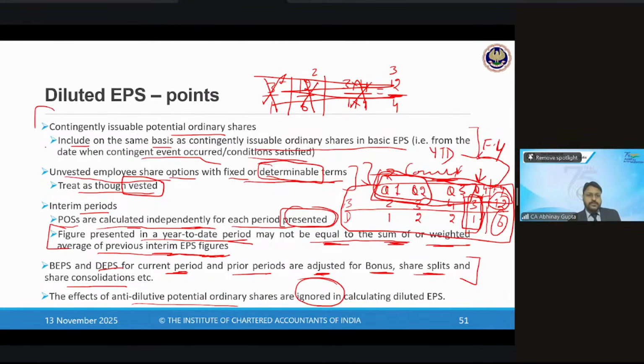So these are the key points which I have summarized on this slide just for your quick and easy reference in your examination days, on the important points we always need to keep in mind for diluted earning per share computation, right? Even if you are not taking notes, this slide will help you.